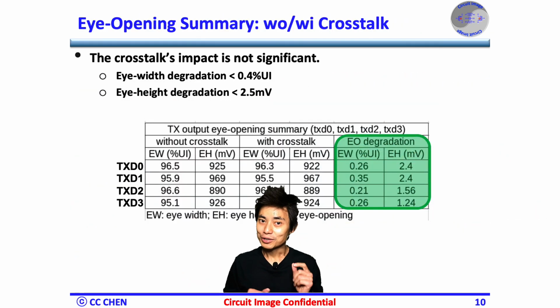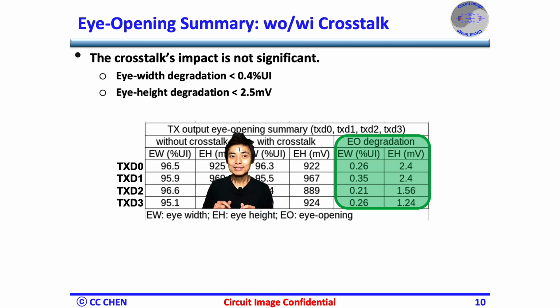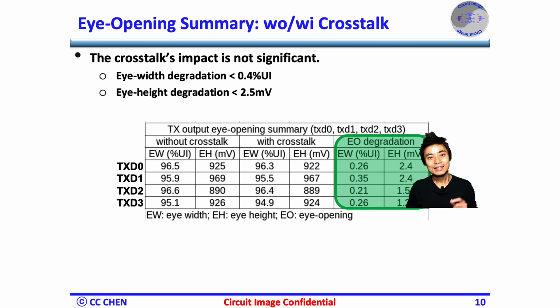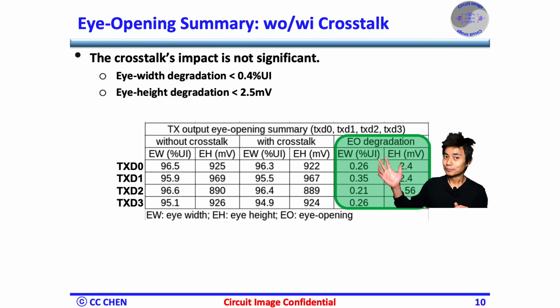Great, it's quite straightforward to just compare the eye opening of a single lane transmission without other lanes with the eye opening of the lane being active with others. Therefore, you can see a simple eye opening degradation in terms of the eye width and eye height as shown in the table. Then you can put the worst case of those eye opening degradation into your link budget analysis to figure out if that's too much or not significant.